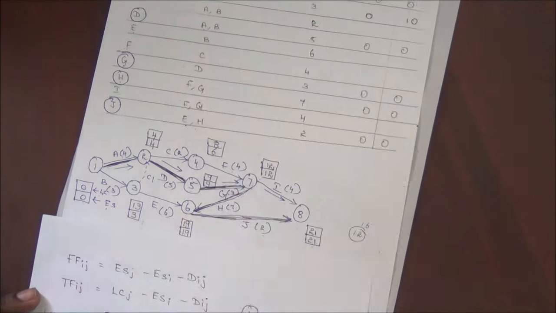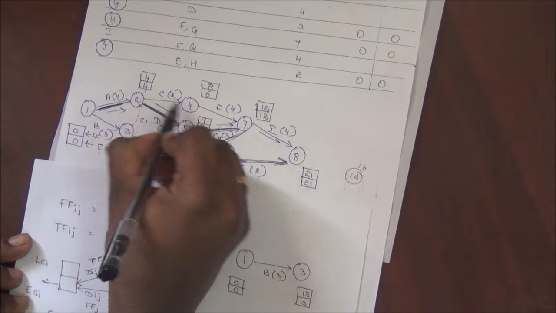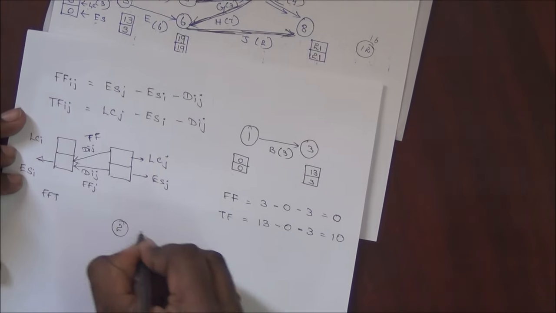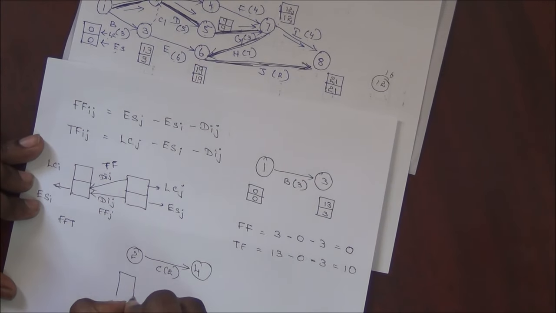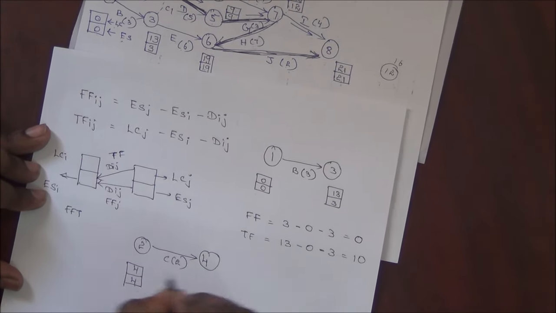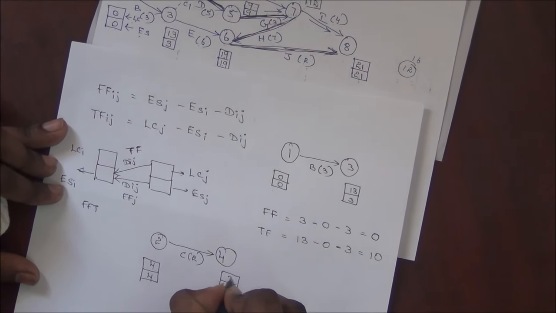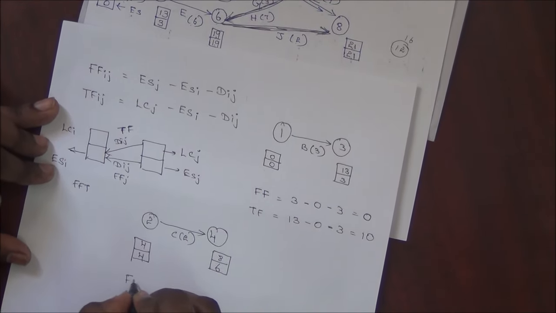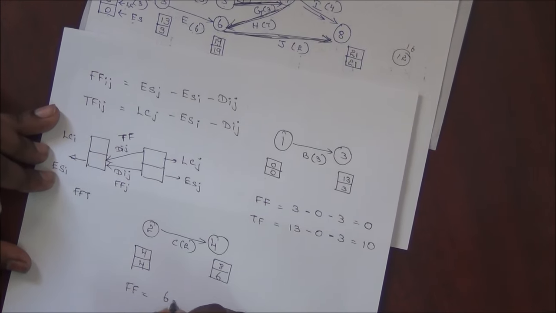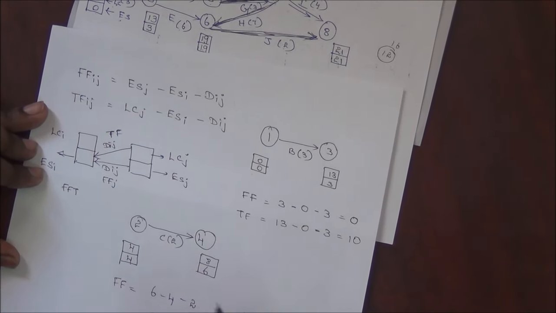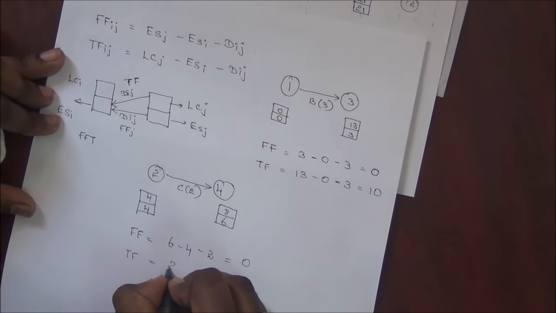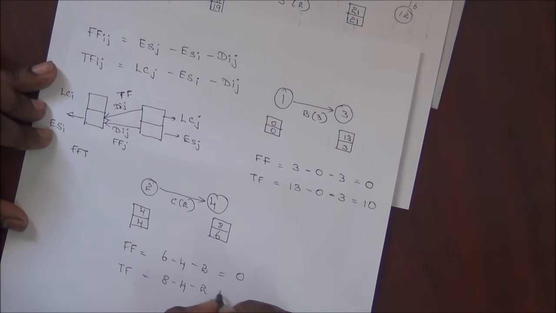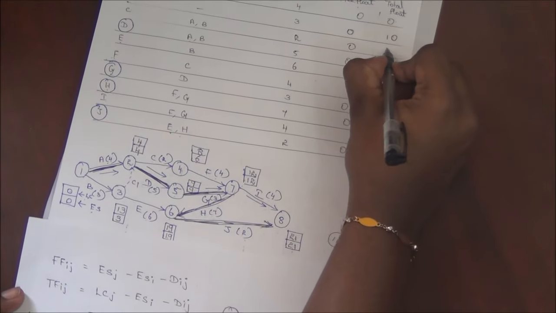The next one is C. This is the activity from 2 to 4. C is 2, 4, 8 and 6. Free float is 6 minus 4 minus 2. It is 0. For total float, it is 8 minus 4 minus 2, it is 2. So free float is 0, but total float is 2.